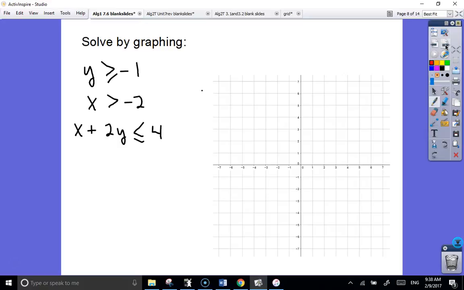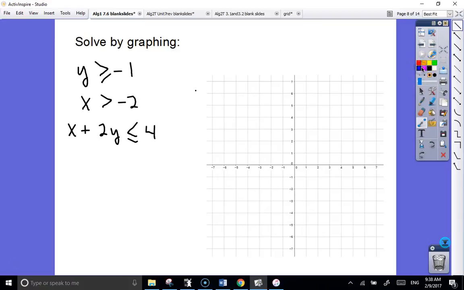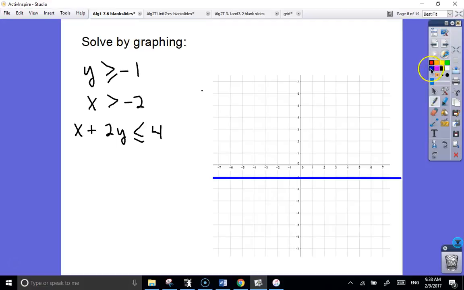Yeah, those are the horizontal and vertical lines. So which one is this? The y greater than or equal to -1. That's the horizontal. So first I have to draw the line. First I draw the line, make it blue. Is it solid or dashed? Right. So should I shade above or below? It's a greater than, so I shade above.